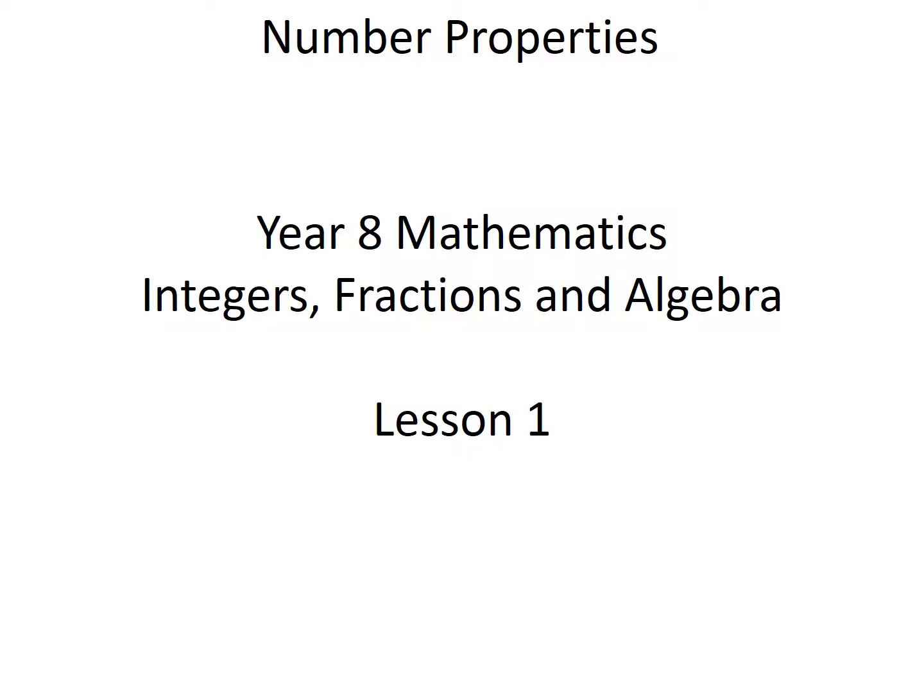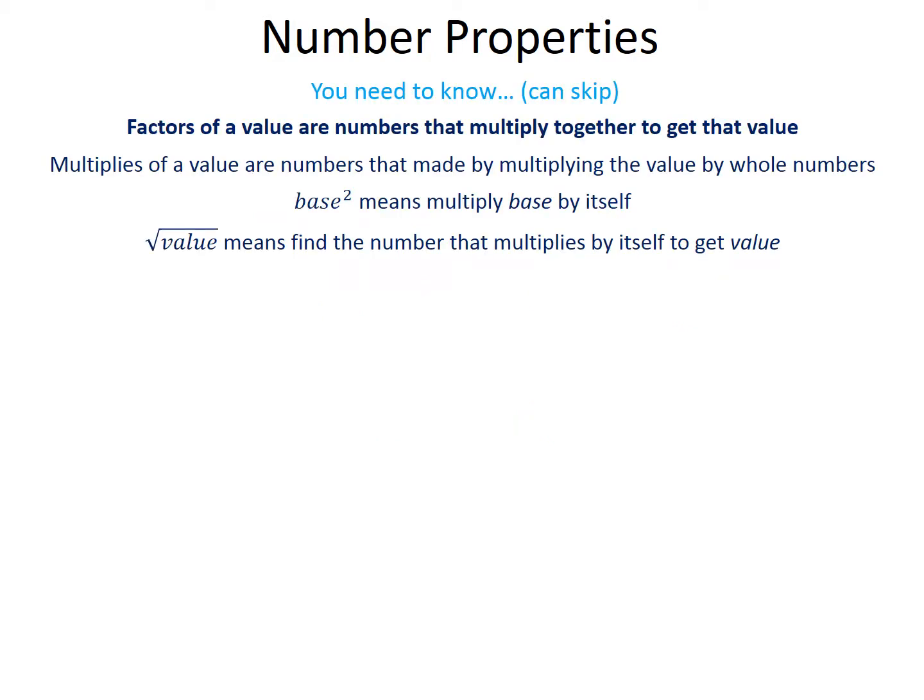In this lesson, we're going to be reviewing a number of concepts that you would have seen in Year 7. We'll start by reviewing some of the words we'll be needing, and so the first one is factors. Anytime I multiply two numbers together to get a value, then these two numbers are factors of whatever value I get. So 3 and 4 are both factors of 12.